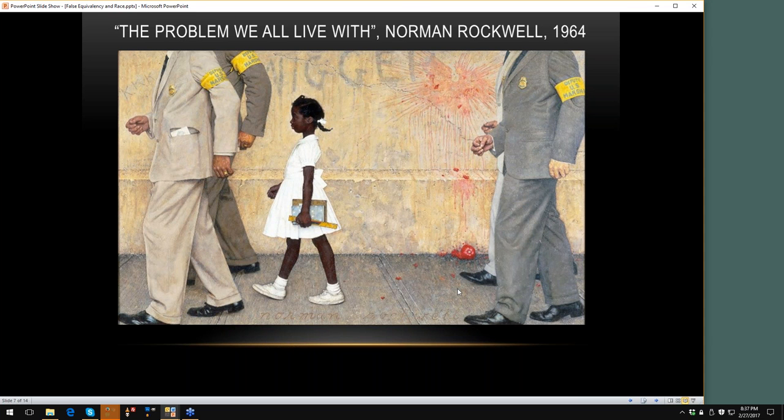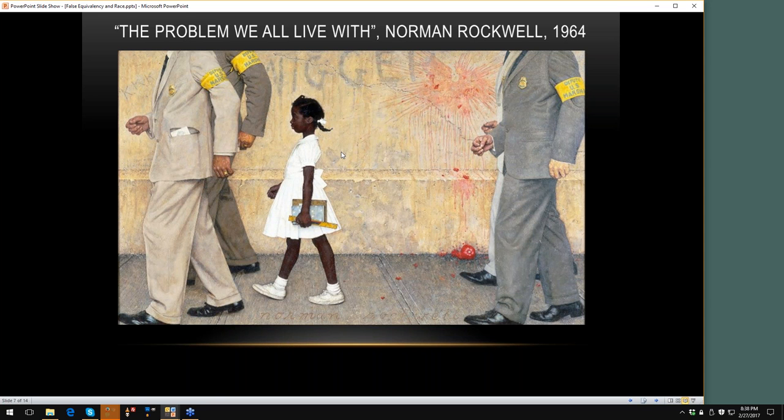Now, I want you to take a close look at what you're seeing here and compare it to what you saw in the cartoon. Because we've got the epithet, one of the worst racial epithets in the English language, at least American English. So Rockwell has done this in graffiti spray paint again on the wall. Instead of the NEA, what do you see? The KKK. Now you see the original, so these are federal marshals, adult males, with their badges and armbands, and they are escorting the six-year-old child, the first girl to integrate an all-white school, and she's the only one that goes to this school. She's the only black child in the entire school.